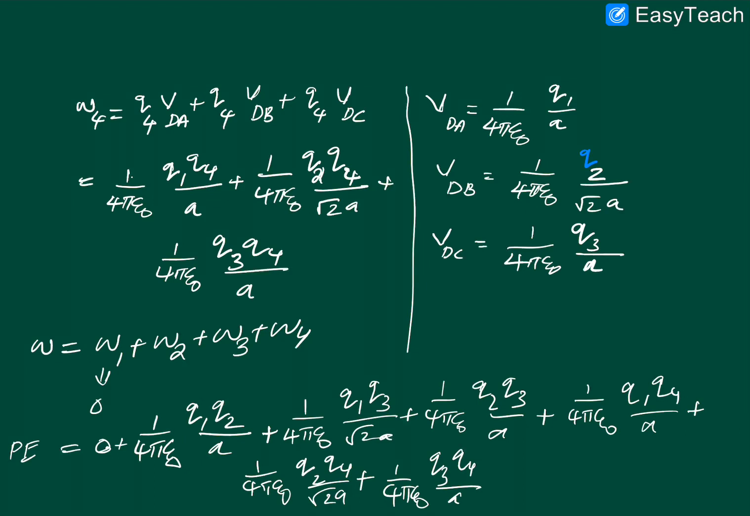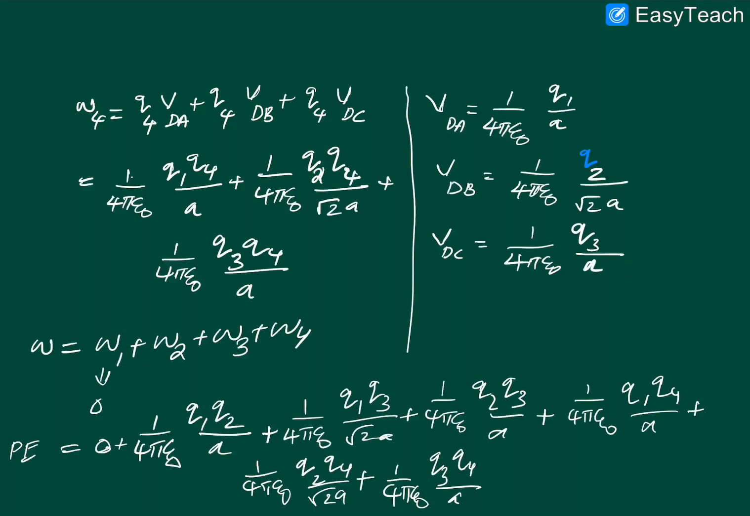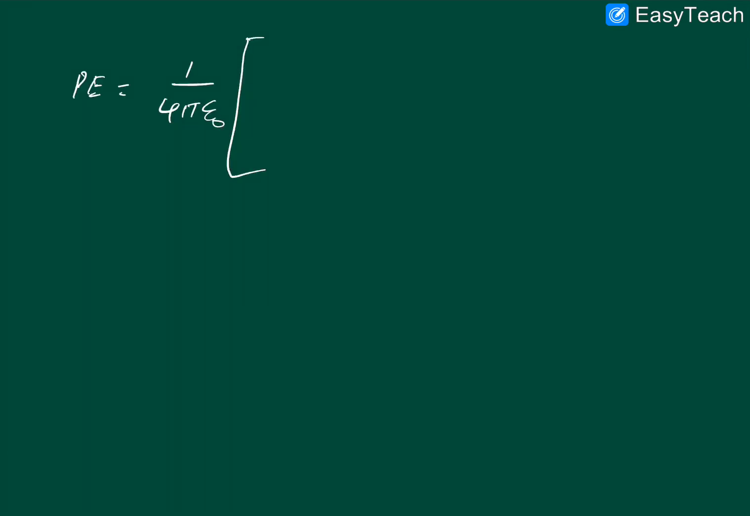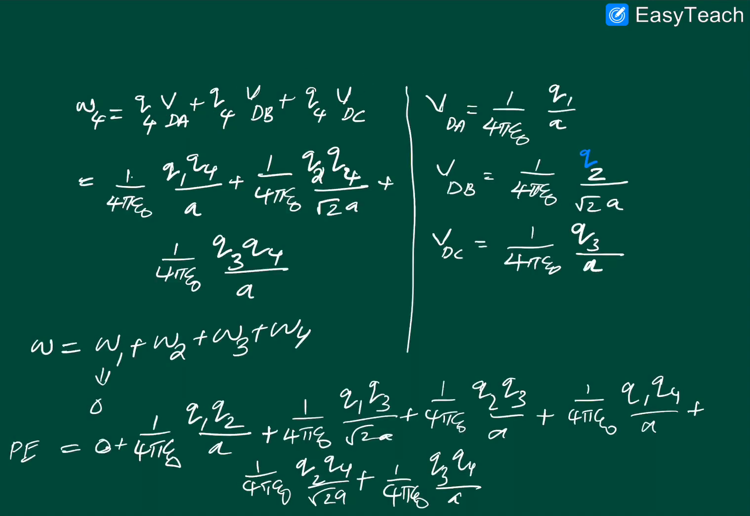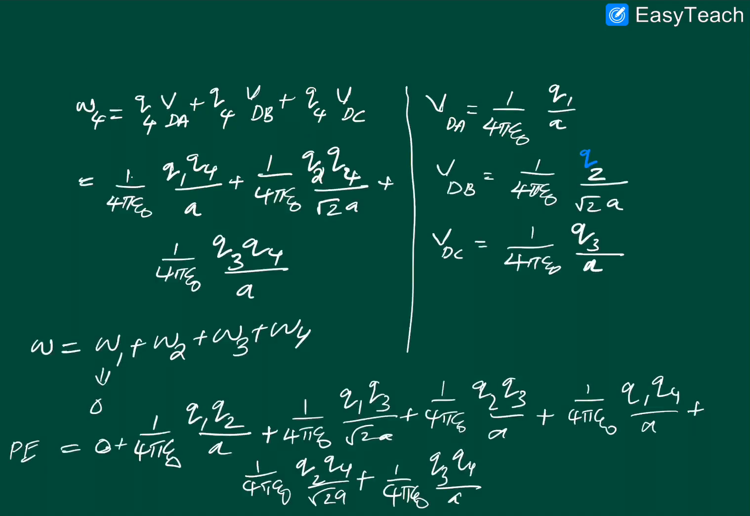Now if you want, you can take 1 by 4 pi epsilon 0 common. So potential energy is given by 1 by 4 pi epsilon 0 times: in the first term, what is remaining? Q1 Q2 by A, plus what is remaining in the second term? Q1 Q3 by root 2A, plus what is remaining in the third term? Q2 Q3 by A.